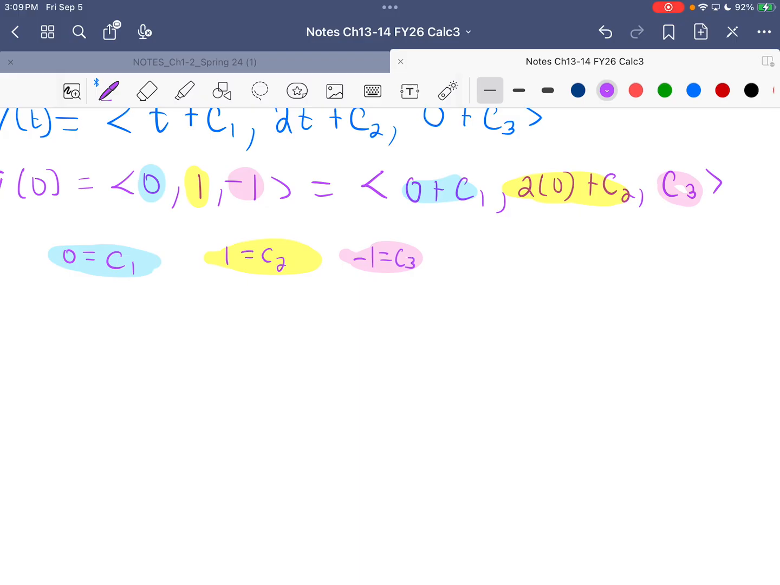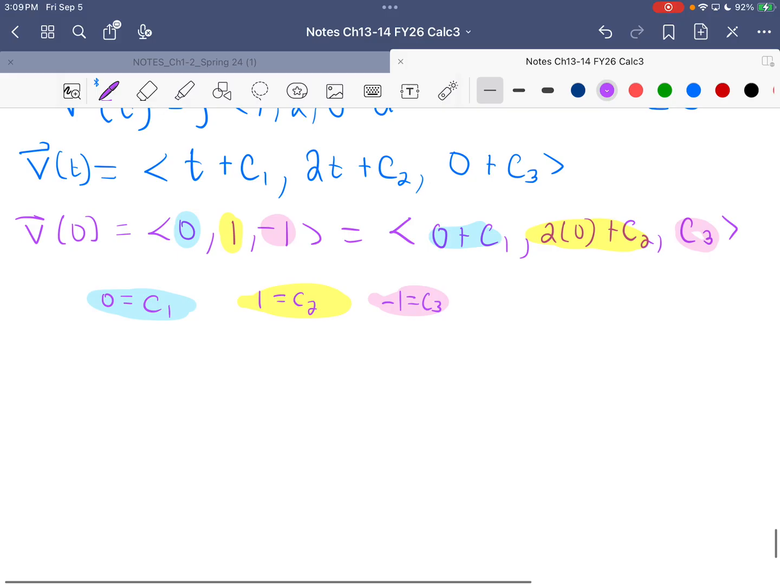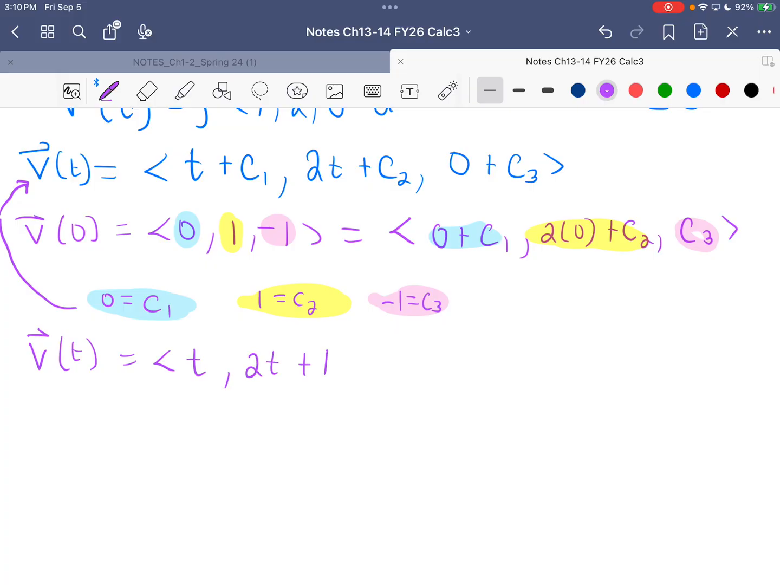This case didn't really need separate equations to solve it, but now we're going to plug that back in. So take those initial conditions and sub them back into the velocity. So we're going to have t plus 0, 2t plus 1, and then 0 plus -1. Okay, try to find the position. Use that initial condition.